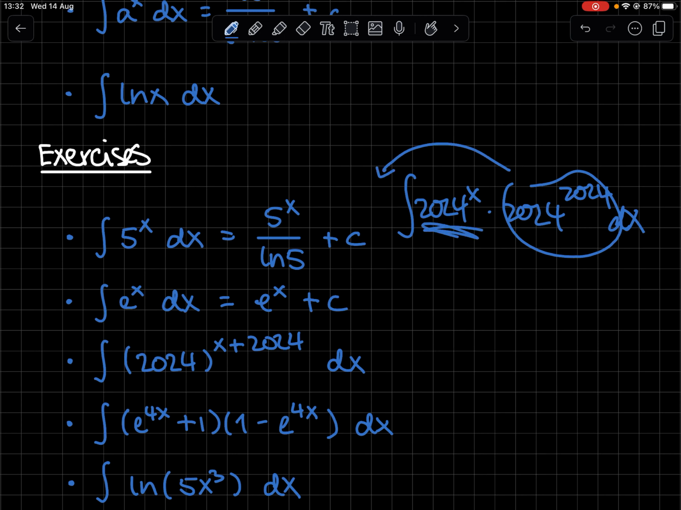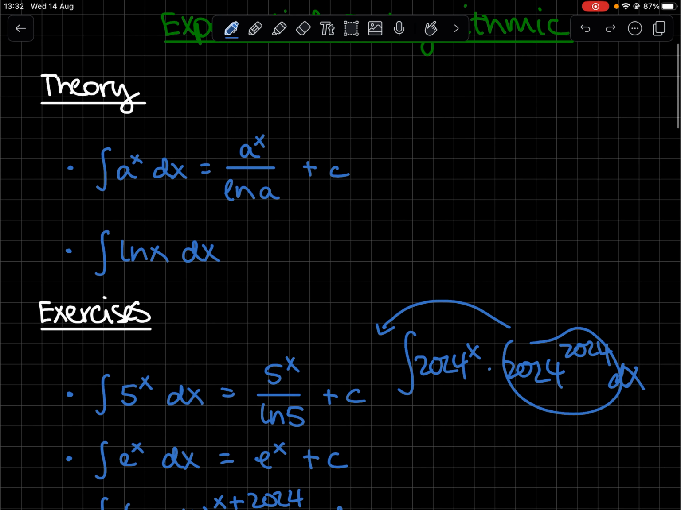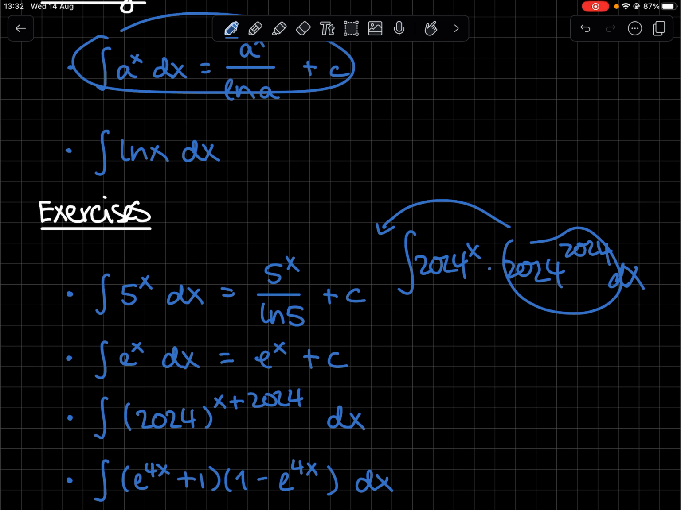And then we just have to integrate 2024 to the power of x, which is, again, another straightforward application of the integral of an exponential function rule. So we are going to have this 2024 to the power of 2024 constant as a constant multiplier. And then to integrate this, we just get 2024 to the power of x over the ln of 2024 plus c.